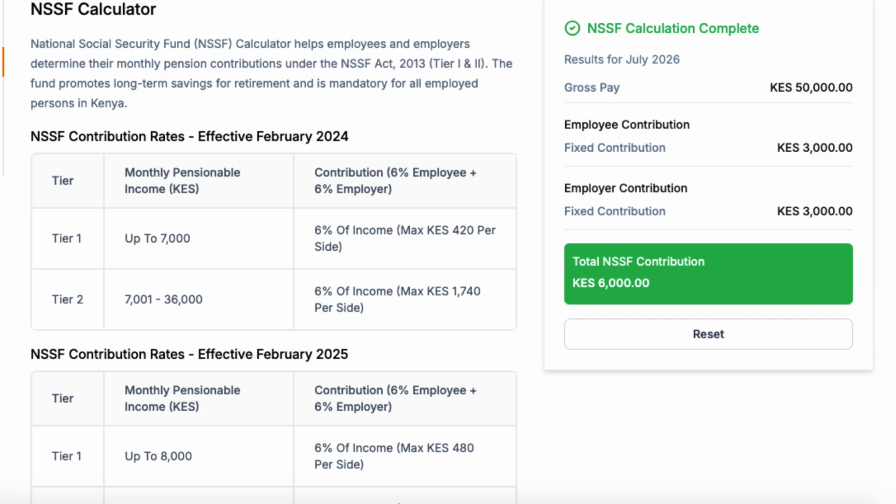As you can see, this is the same NSSF amount that we got earlier when we used the PAYE calculator. Remember we got 3,000. So if you only want to know your NSSF contributions, then you can use the NSSF calculator directly.